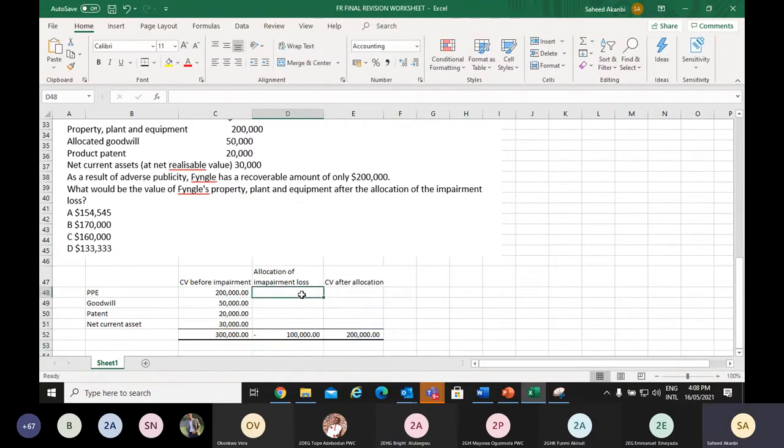The principle says 100% of an obviously impaired asset. In this question, I don't have an obviously impaired asset, so I will go to the next one. 100% of goodwill. How much is this? 50. How much is my impairment loss? 100. That means I can do the entire 50 against 50. This one will be 0. How many assets are remaining? 1, 2, 3. But the net current asset needs to be excluded, so I will not allocate anything. This will remain 30.